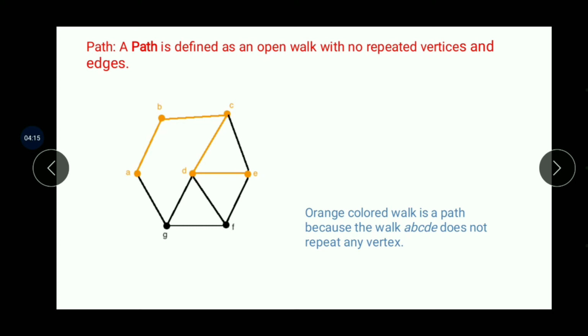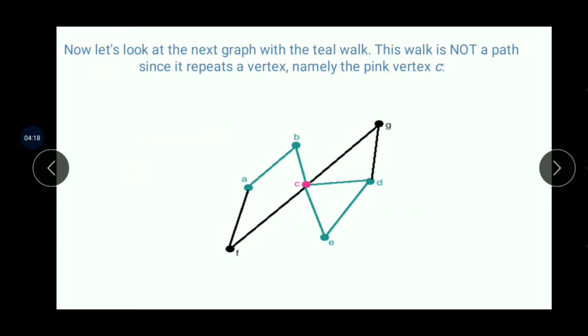So in a path there is no repeated vertex and no repeated edge. Remember this. Now let's look at this graph. This walk is not a path because this vertex is repeating. If I start from here, A, B, C, E, D, again C. So this vertex is repeating, so this walk is not a path.